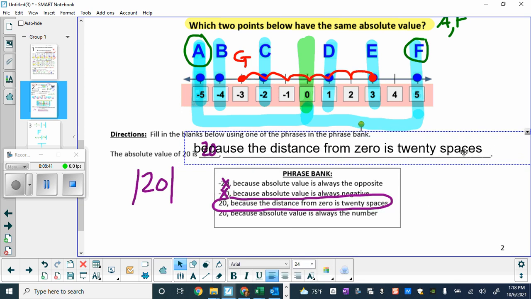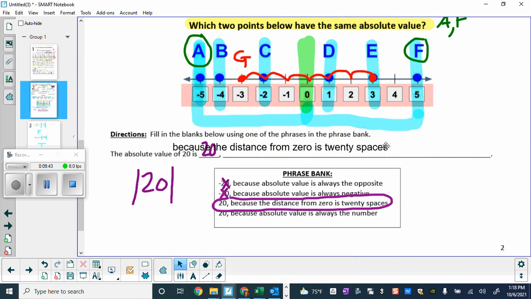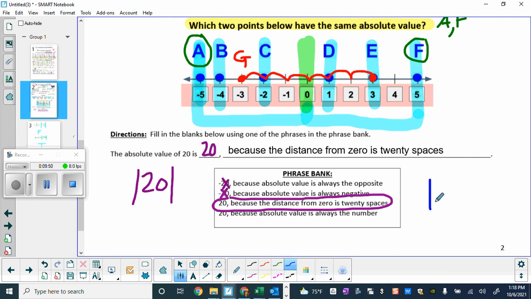Okay? Now I just want to clarify the reason we don't want to pick this last answer here, because what if inside you had a -8? You wouldn't tell me that the absolute value is -8 because the absolute value is always just the number. Nope, nope. So that's why it's not the last one. If I want to know the absolute value of a negative number, you would tell me that it's 8 spaces away, and you can see how it's not always going to be just whatever is inside the symbols here.